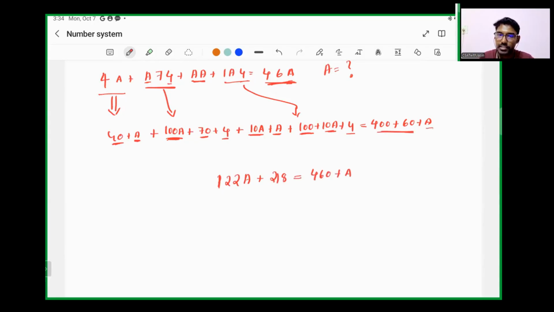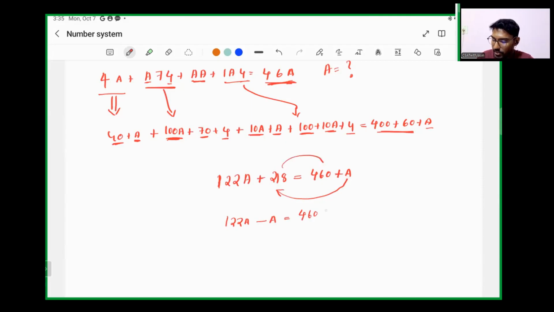So this calculation will be a little difficult. There are also chances that you may make careless mistakes. So only do the first method, but this method is also possible here. I just wanted to show you that. Now this A, I am taking it here. So it becomes 122A plus A. If I am taking it here, it will become minus A. This is equal to 460 plus 218.